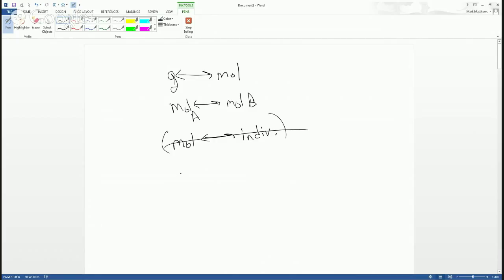But we start to talk about aqueous reactions and aqueous solutions. We talk about stoichiometry a little more, and we talk about how to convert between moles and liters, which uses molarity, which is just the moles of solute you have per liter of solution.